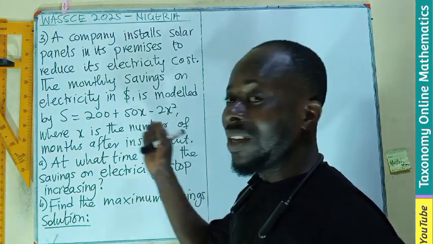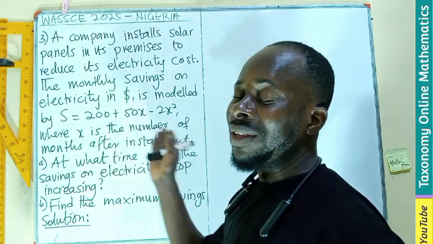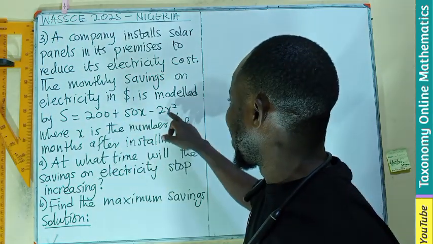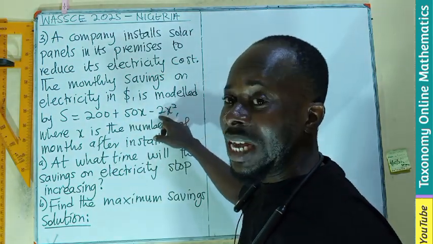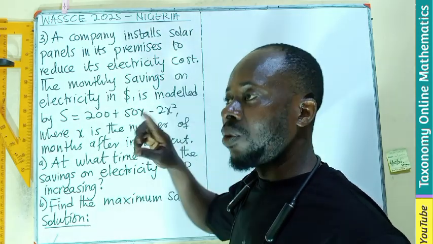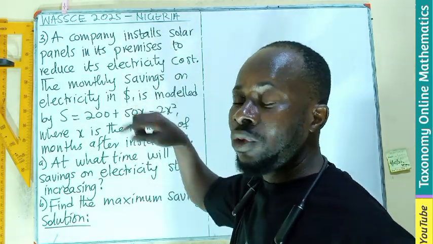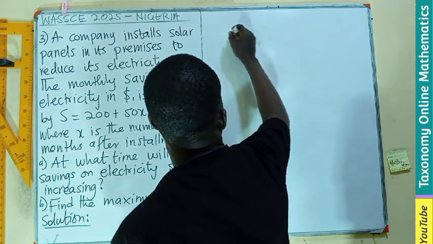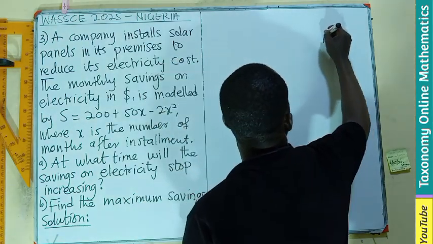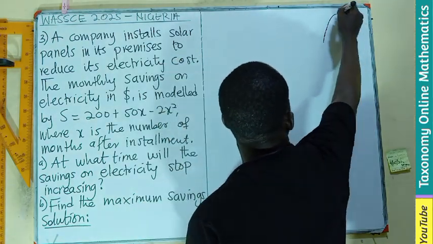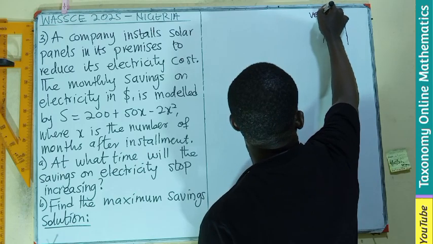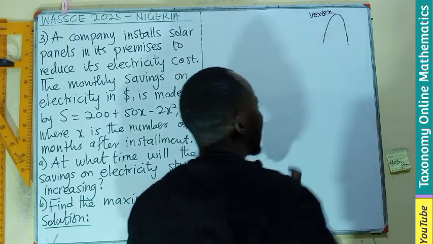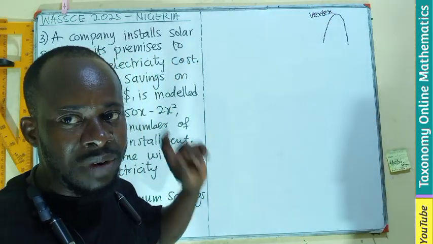Now, this is a quadratic equation. If you have a quadratic equation and the x squared term coefficient is negative, it means that your curve is going to go this way to produce a maximum. So I'm going to have the curve in this way, where this is going to be the vertex, that is the maximum height of the graph.